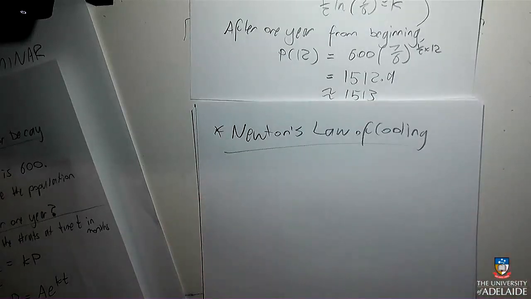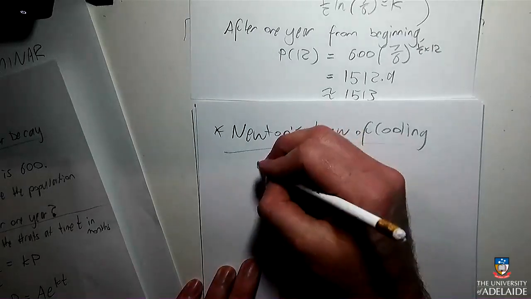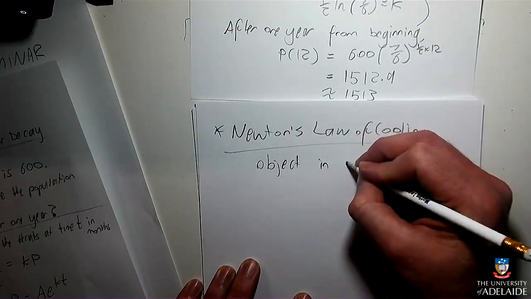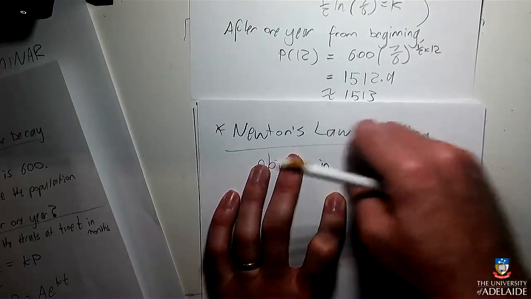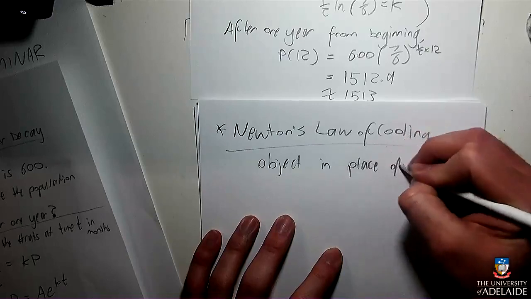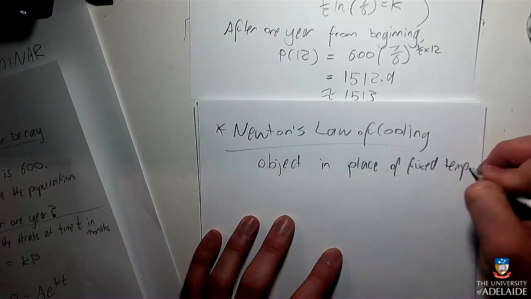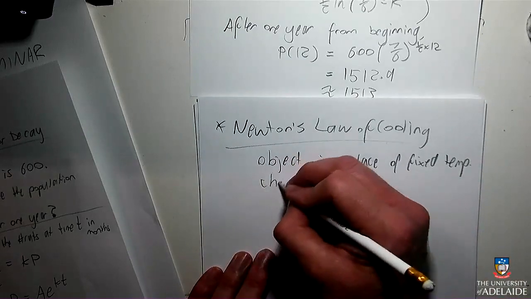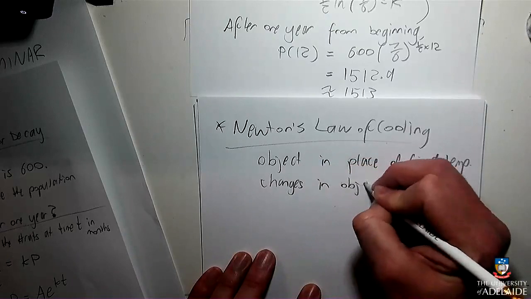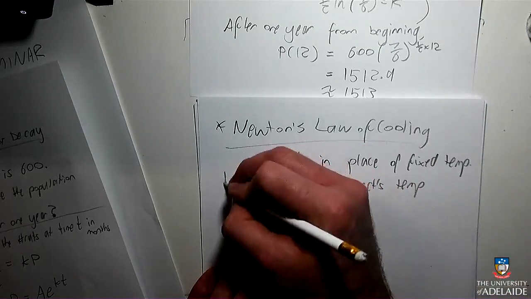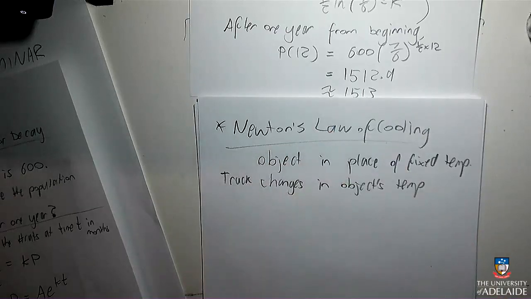And Newton's law of cooling is when you have an object with its own temperature, and it sits in a room or a place with its own temperature, and the place is big enough that the small object isn't going to change the room's temperature, but the room's temperature is going to change the object's temperature. That's the idea. It's not necessarily a room. And then we track the changes in the object's temperature. That's the situation.